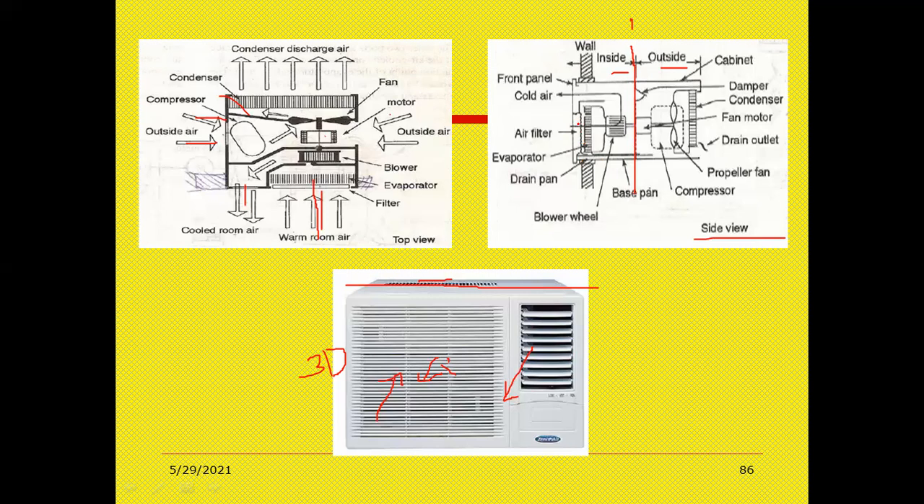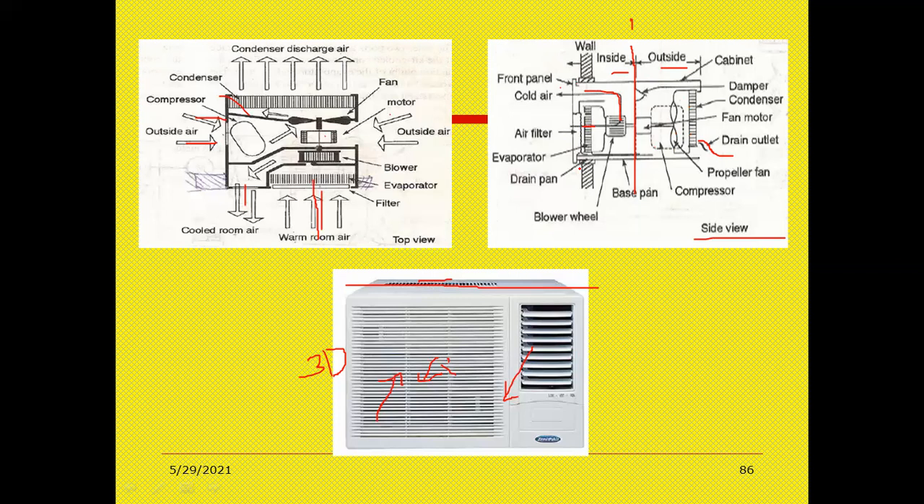Here, if you see the outside panel, you have a cabinet. Inside the cabinet, you have a condenser, a fan motor, the drain outlet where the water comes outside, a fan and a compressor. Coming to the indoor unit, you have the front panel, a cool air motor, the air filter, the evaporator, and the draining process.